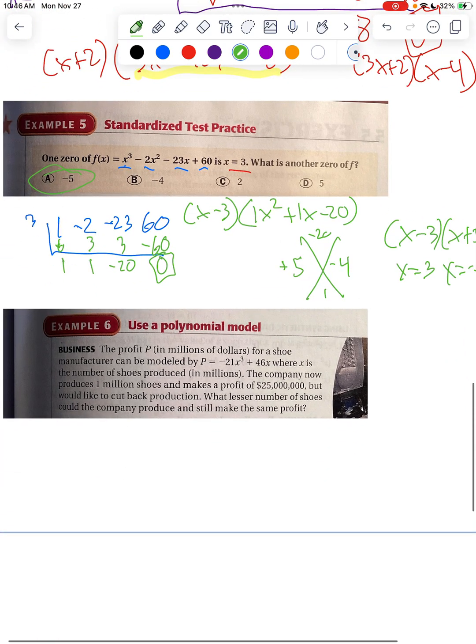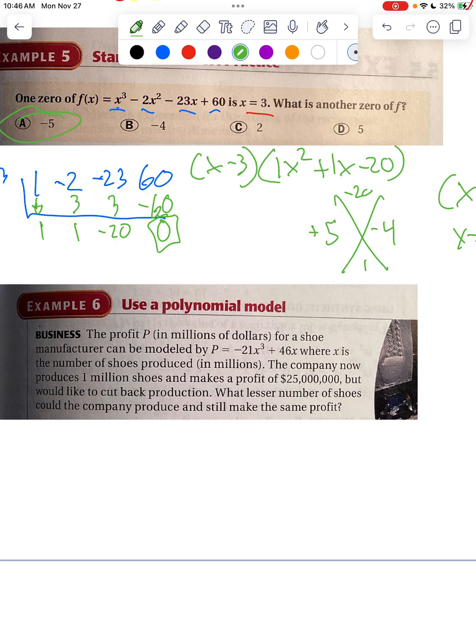Last one. Use a polynomial model. The profit P in millions of dollars for a shoe manufacturer can be modeled by P equals negative 21x to the third plus 46x. X is the number of shoes produced in millions. The company now produces 1 million shoes and makes a profit of $25 million, but would like to cut back production. What lesser number of shoes could the company produce and still make the same profit?